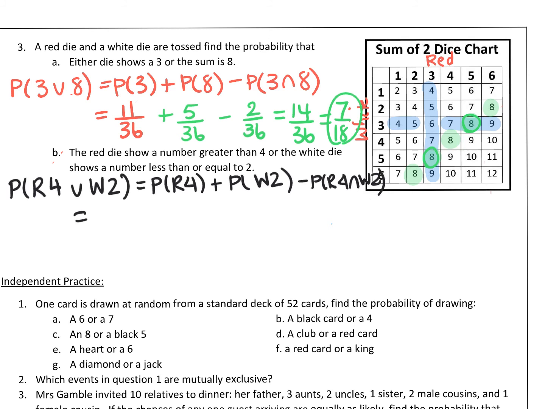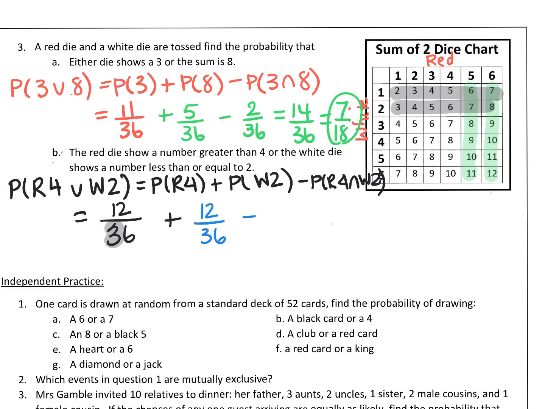Okay, I'm just going to erase my chart here so that I can start fresh for this question. So the probability that the red one shows something larger than 4, that would be represented by these two columns in the chart, right? Red die greater than 4 means I get a 5 or a 6. So out of the 36 outcomes, there are 12 of them. Now the white die being 2 or less, well, that's going to be 2 rows of them there, so that's going to be another 12.